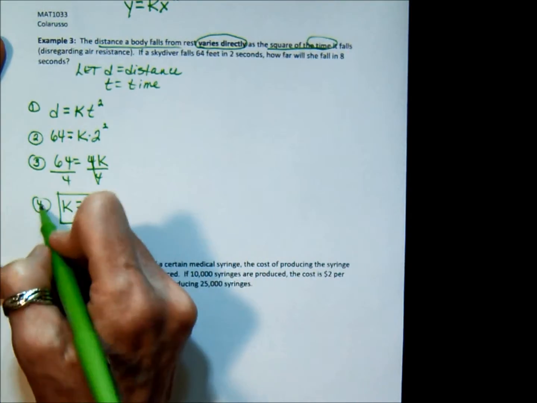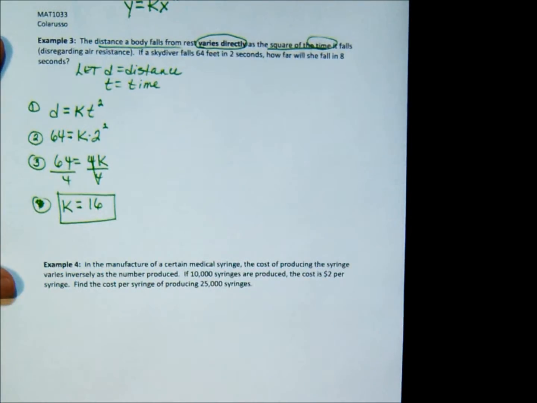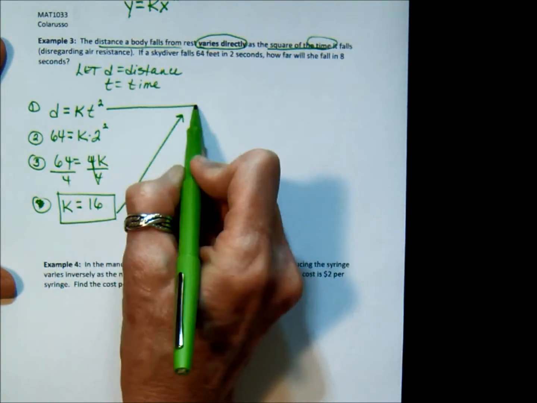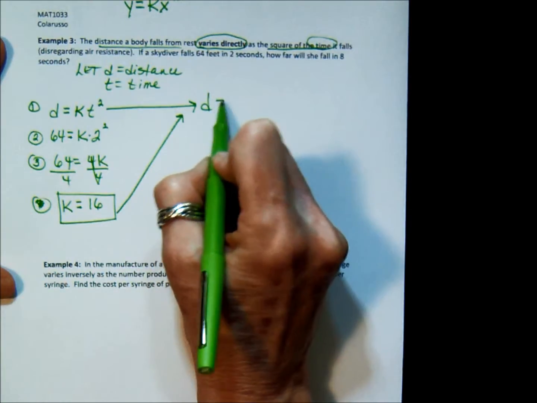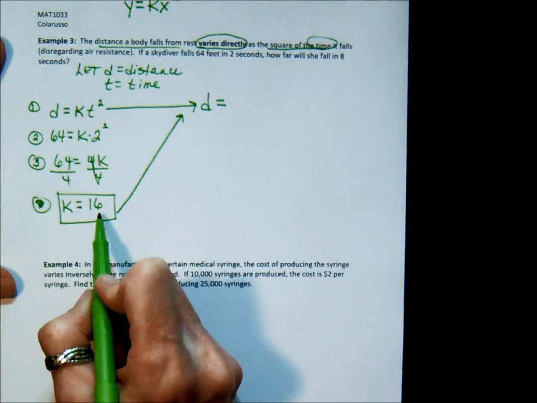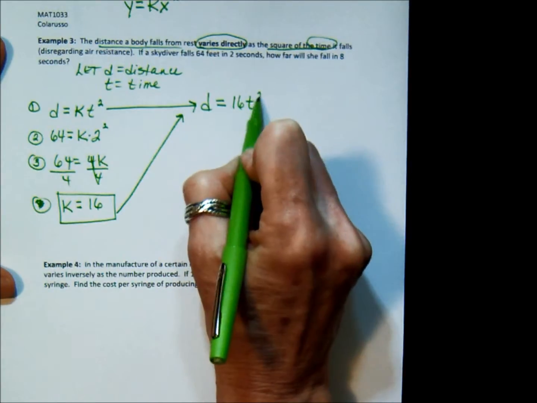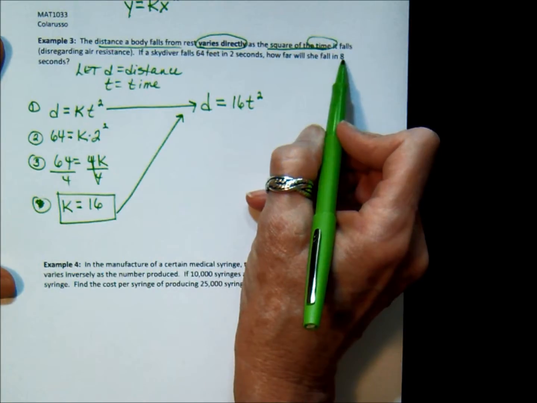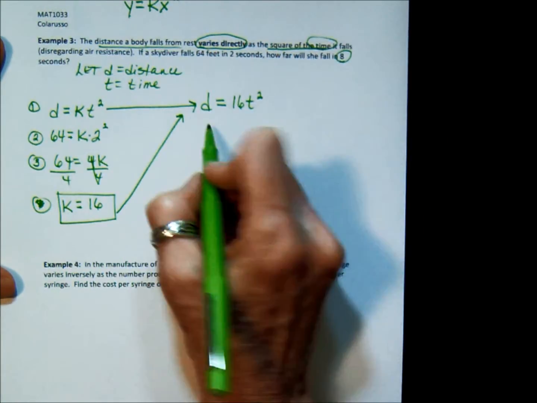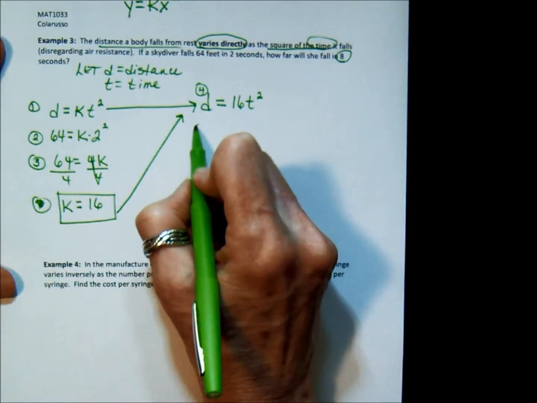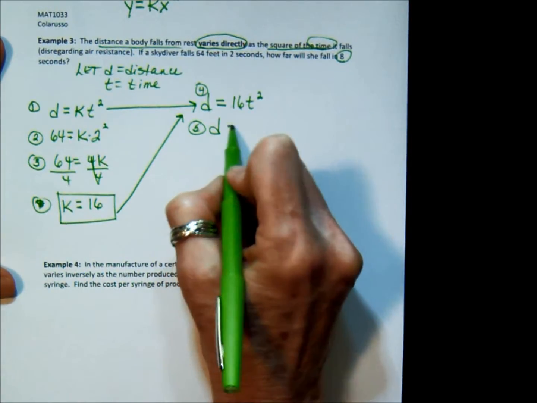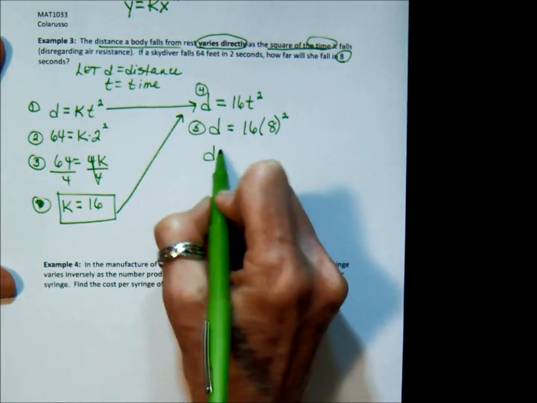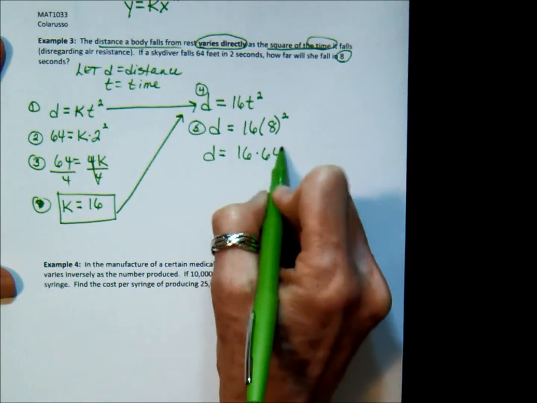I didn't mean to put another step there. That's still part of step 3. I bring my equation over, and I write it again. Same thing, but take out the k, put in the 16. Now we can finish reading. How far will she fall in 8 seconds? Well, this is a time, so that's going to go in here. So step 5 is to put in what we're given times 8 squared, or d equals 16 times 64.